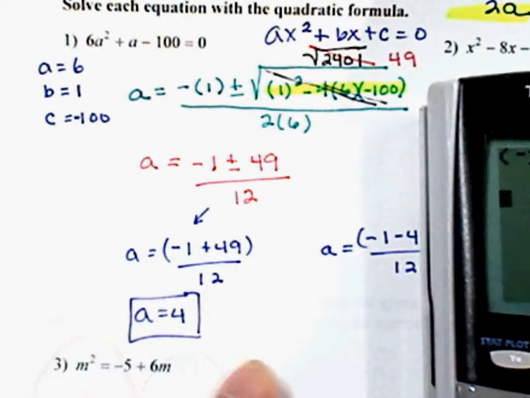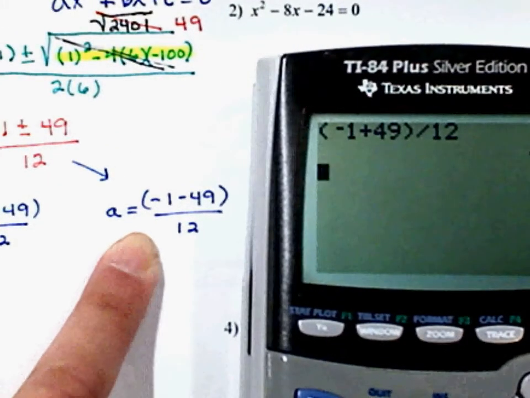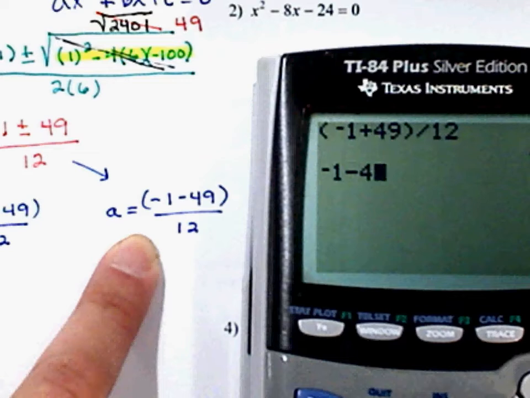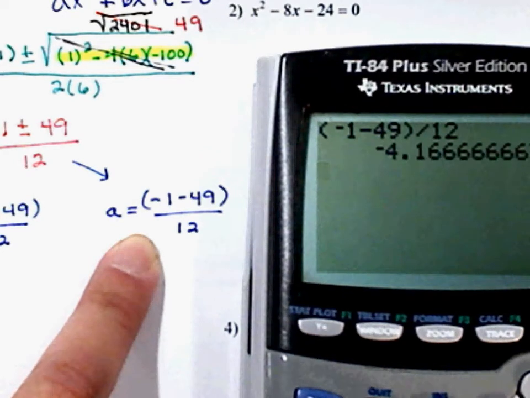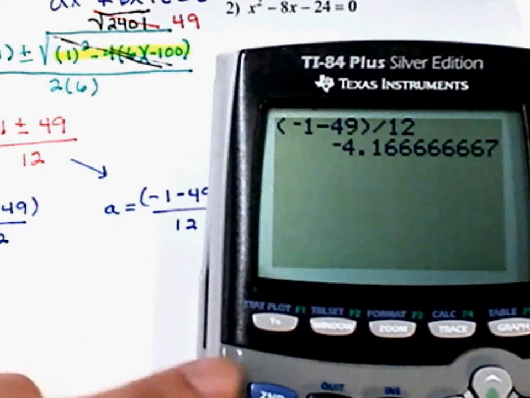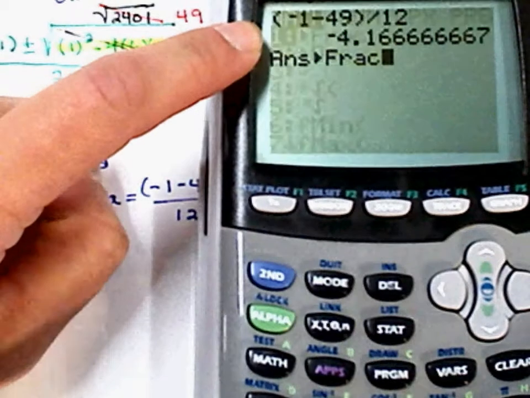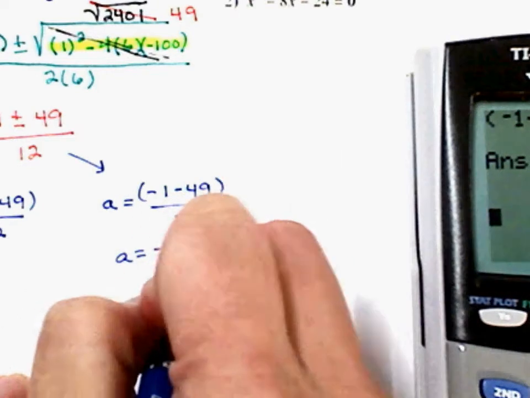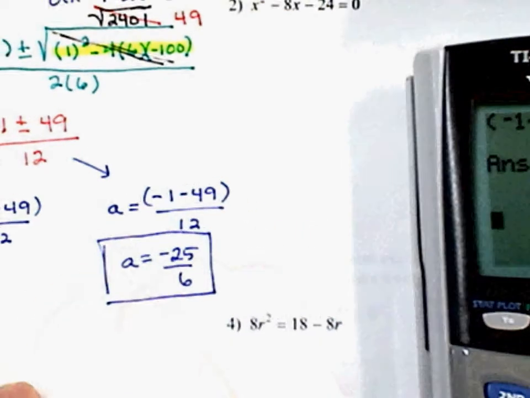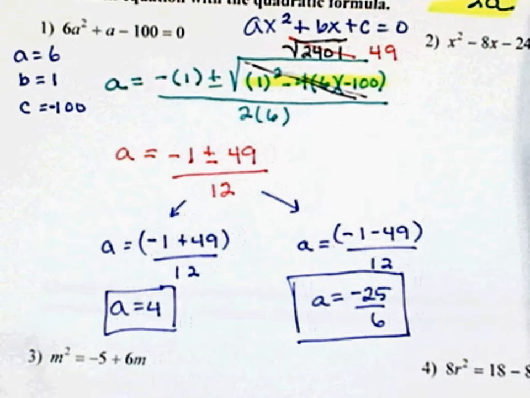Okay? Always separate the two. Your next one over here is going to be -1 minus 49, in parentheses, divided by 12. That came out to give you a decimal. When you have a decimal, hit math right here. It says fraction comes up, enter, convert it to a fraction, please. So your second answer is -25/6. You should have 2 answers for every one of these. There's your number 1.